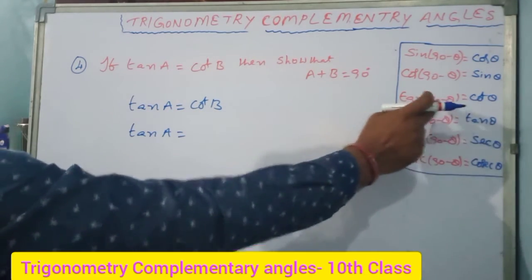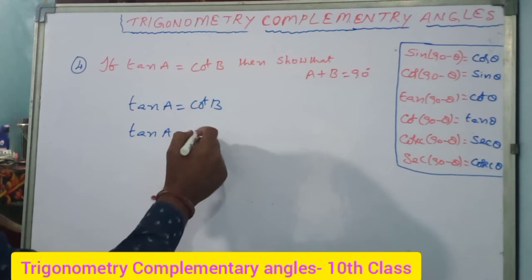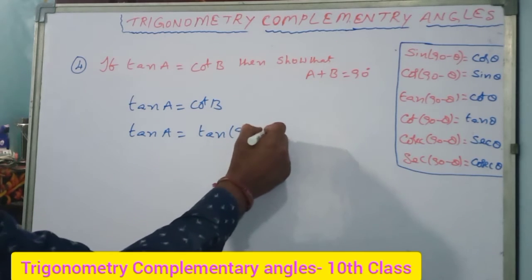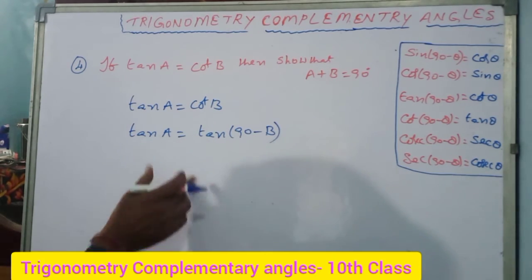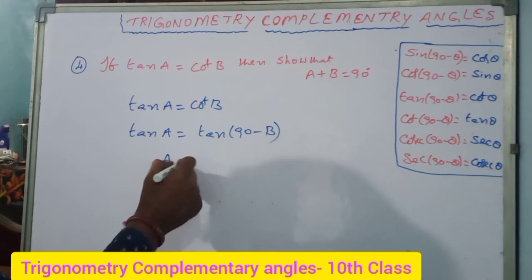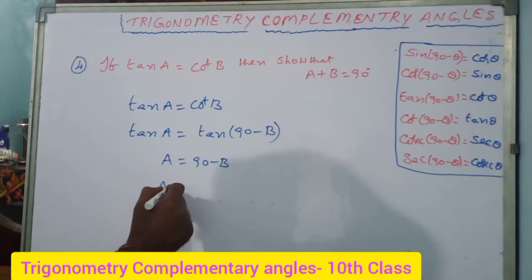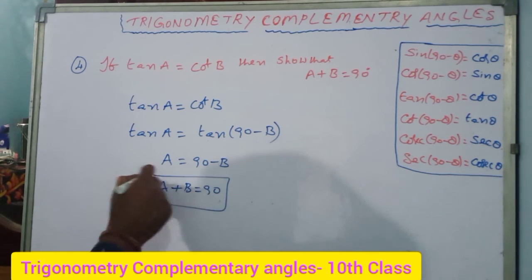Cot theta is equal to tan of 90 minus theta. So tan A is equal to tan of (90 minus B). Both sides tan cancel. So what is the remaining value? A is equal to 90 minus B. Then move B to this side. A plus B is equal to 90 degrees. It is the required value.